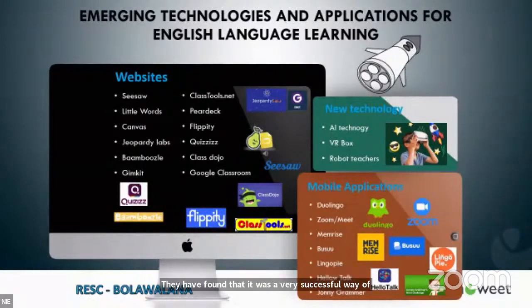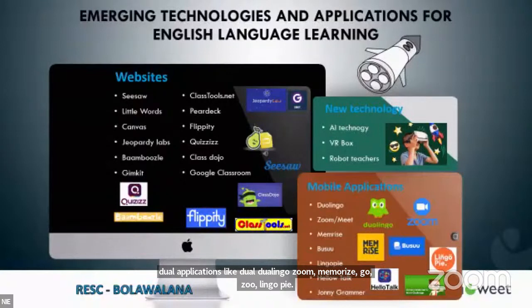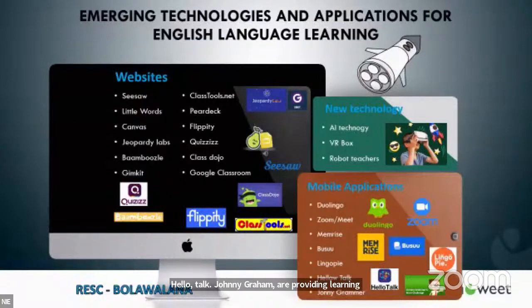At the same time, mobile applications like Duolingo, Zoom, Memrise, Boozoo, LingoPie, HelloTalk, Johnny Grammar are providing learning opportunities freely as well as under paid categories. Websites such as Seesaw, Little Words, Canvas, Geopandy Labs, Bamboo, Gimkit, ClassTools.net, FlipT, Quizzes, ClassDojo, Google Classroom provide many benefits for language learning.